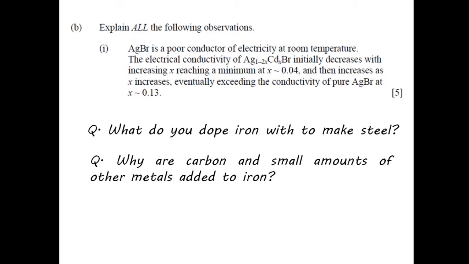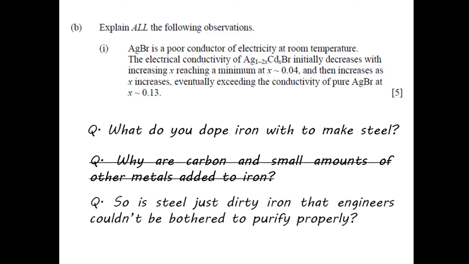Or I might phrase the question in a devil's advocate kind of way. Question: so, is steel just dirty iron that engineers couldn't be bothered to purify properly? If they say yes, take them back to the blast furnace and how iron is extracted. This may lead them to conclude that carbon is a contaminant, but it should be clear that metals are deliberately added. If they don't guess, let them know that these are added to make steel harder or more corrosion resistant.